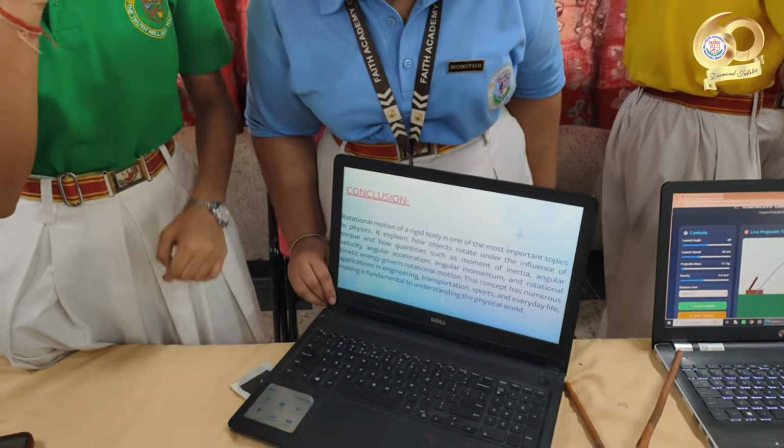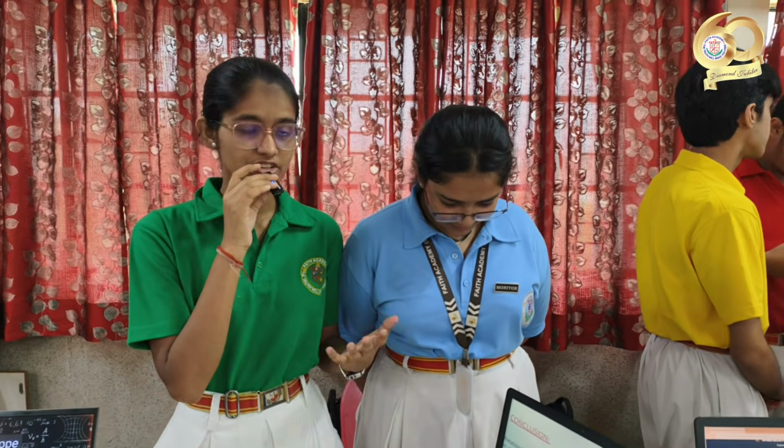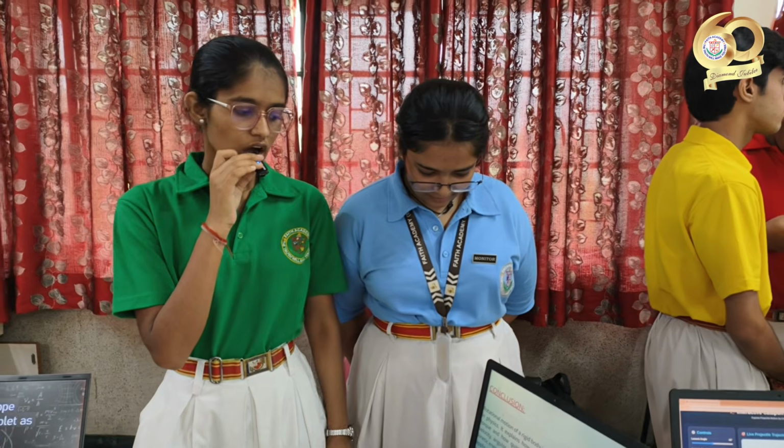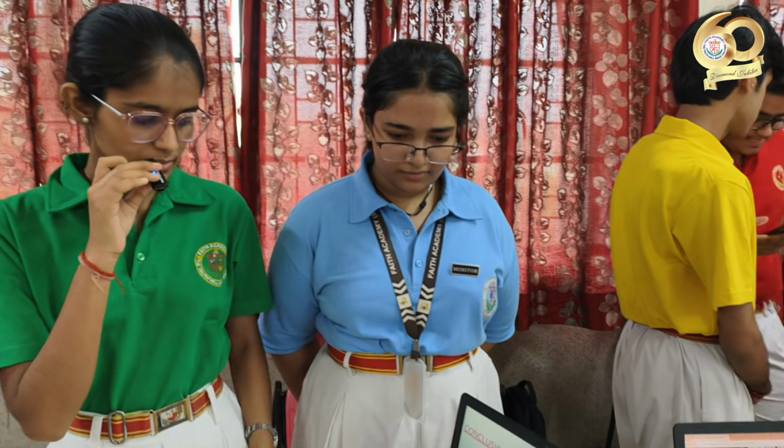Conclusion: rotational motion of a rigid body is one of the most important topics in physics. It explains how objects rotate under the influence of torque and how quantities such as moment of inertia, angular velocity, displacement, and many more come into play. This concept has numerous applications, as we have already told you. So, it rotates about a fixed axis.